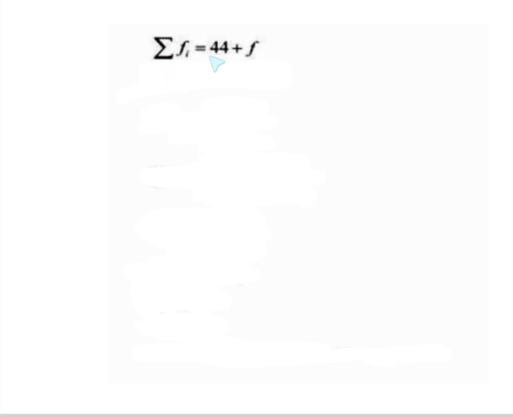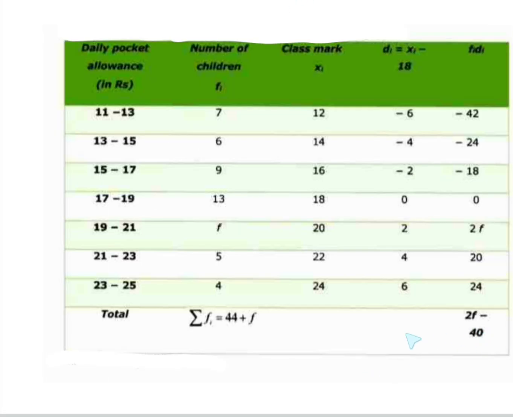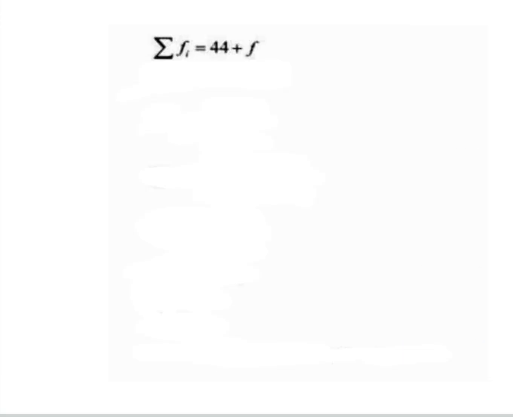Then sigma fi is equal to 44 plus f, and sigma fi di is equal to 2f minus 40.